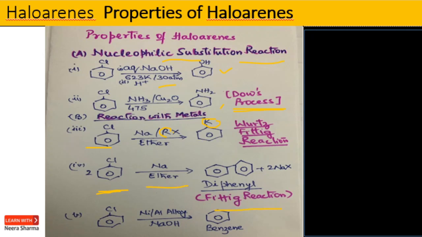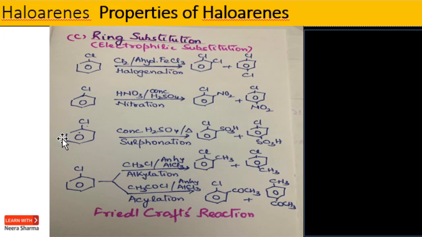This is Fittig reaction. So we have Wurtz-Fittig and Fittig reaction. If both of them are aromatic rings, then it is called Fittig reaction. If I take chlorobenzene and treat it with nickel-aluminum alloy and NaOH, I get back benzene. So for benzene and chlorobenzene, you have a benzene ring, so you have all compounds with a benzene ring.